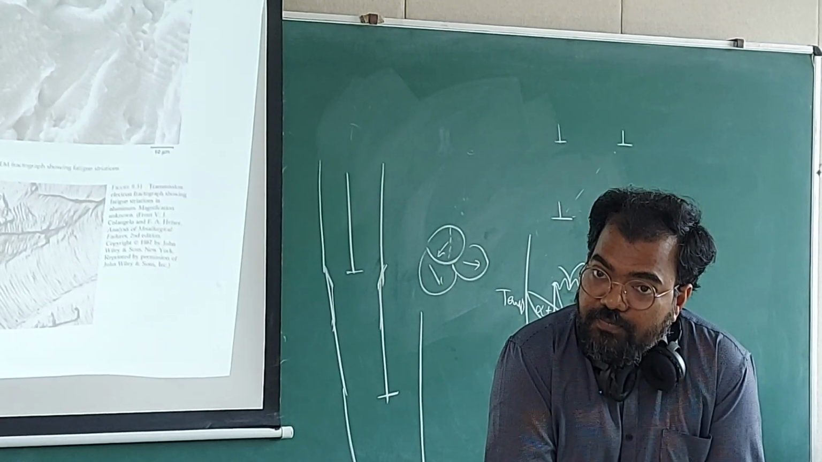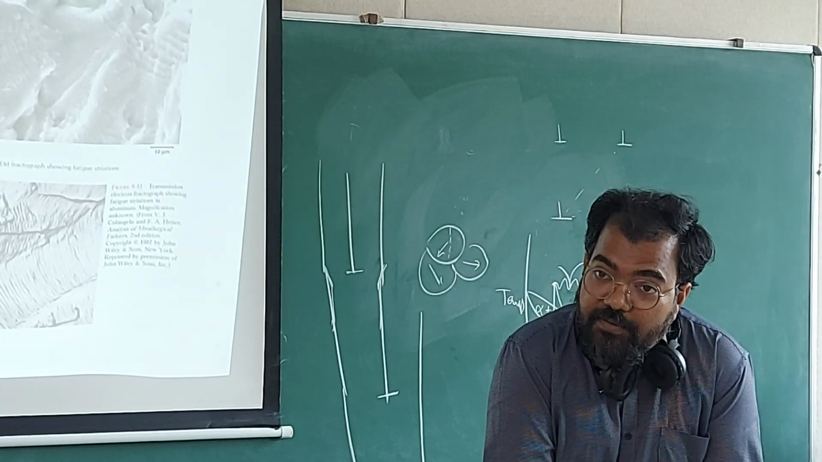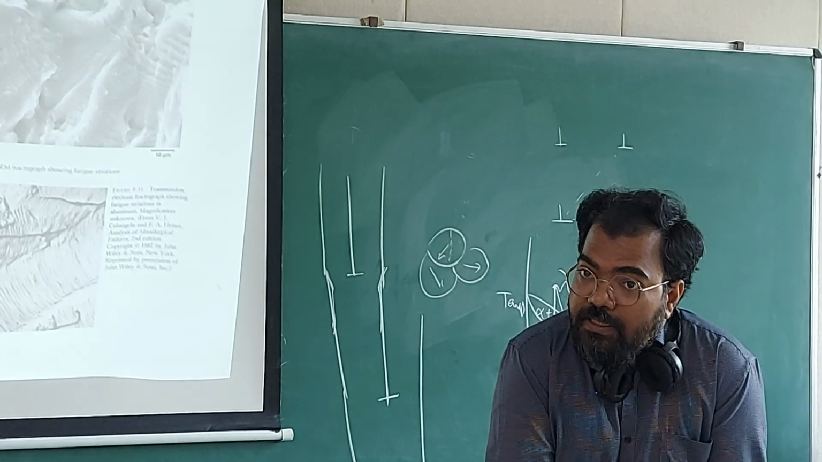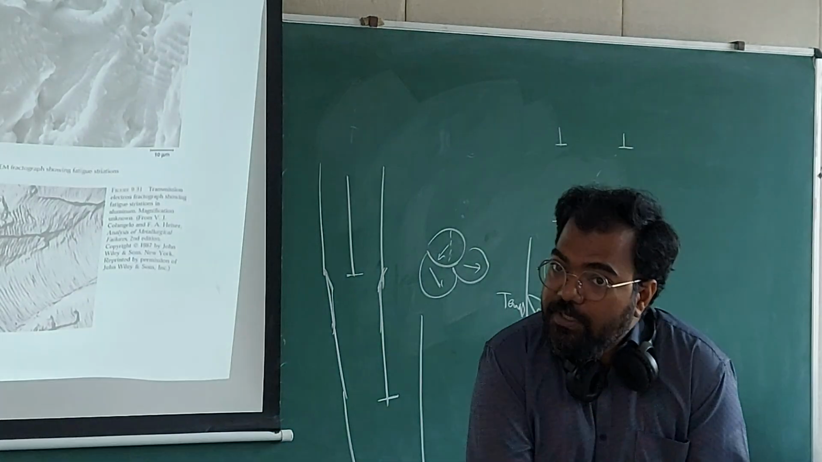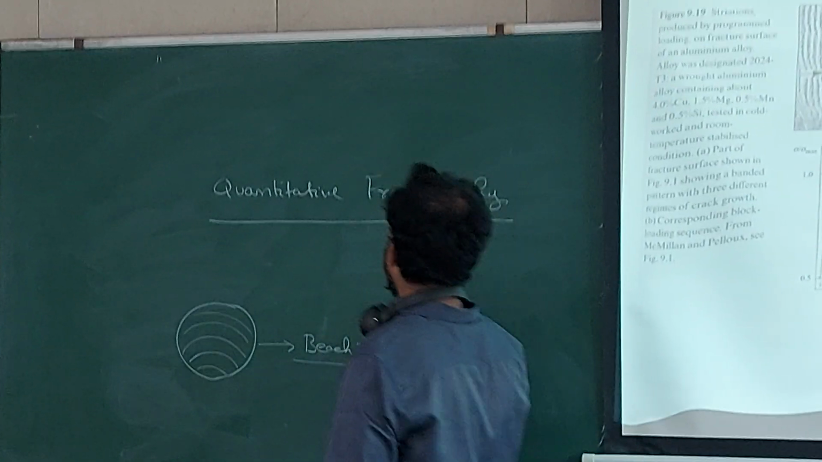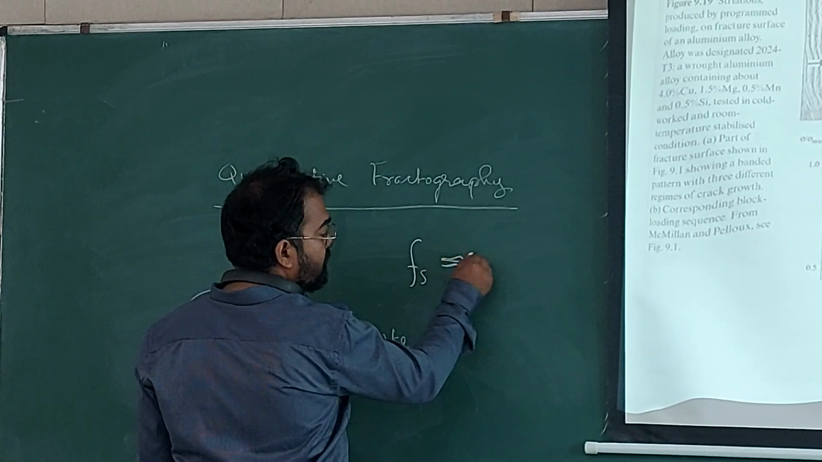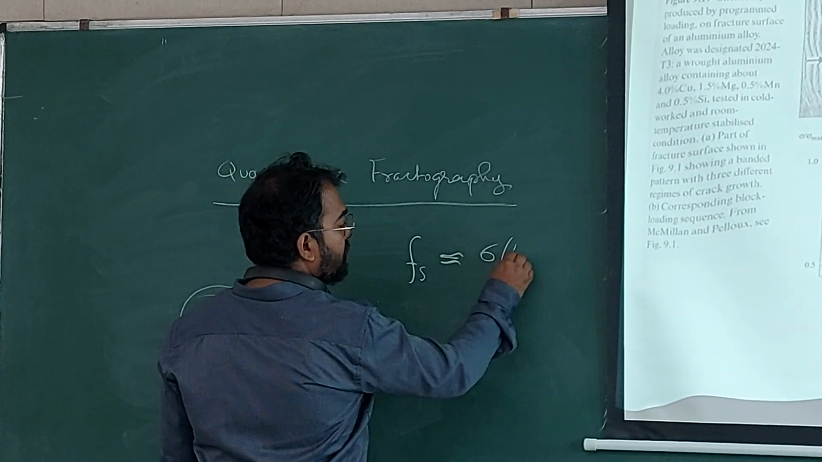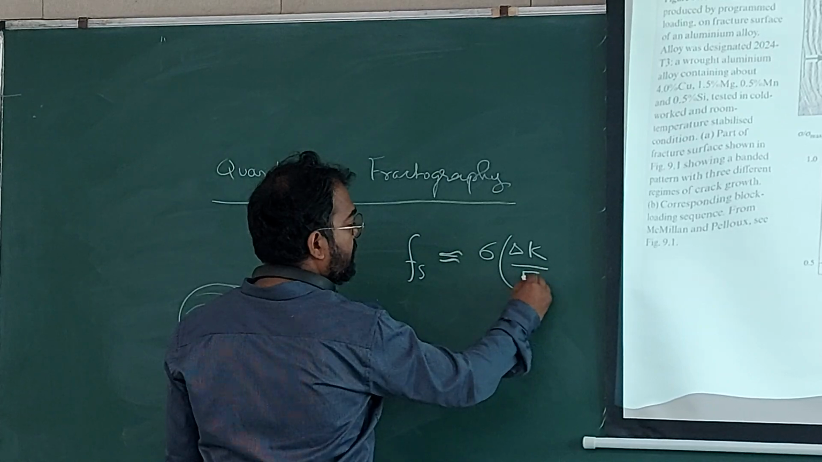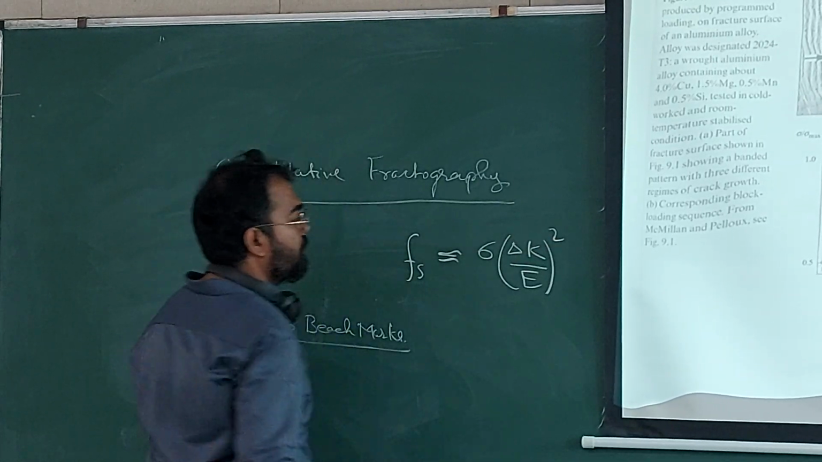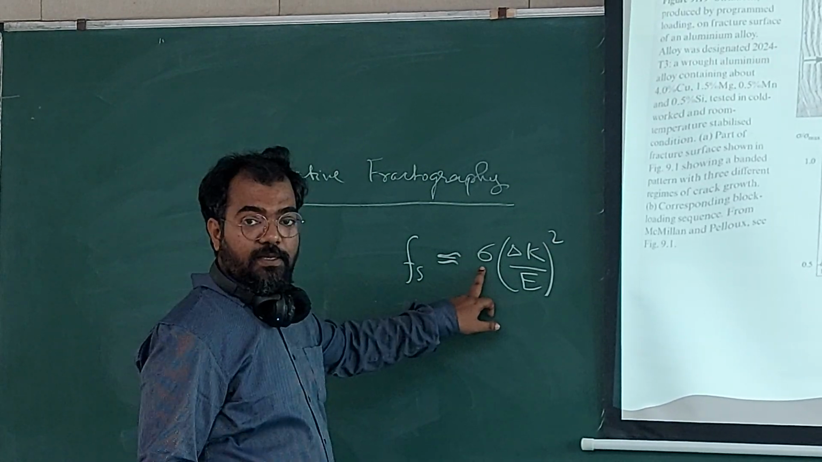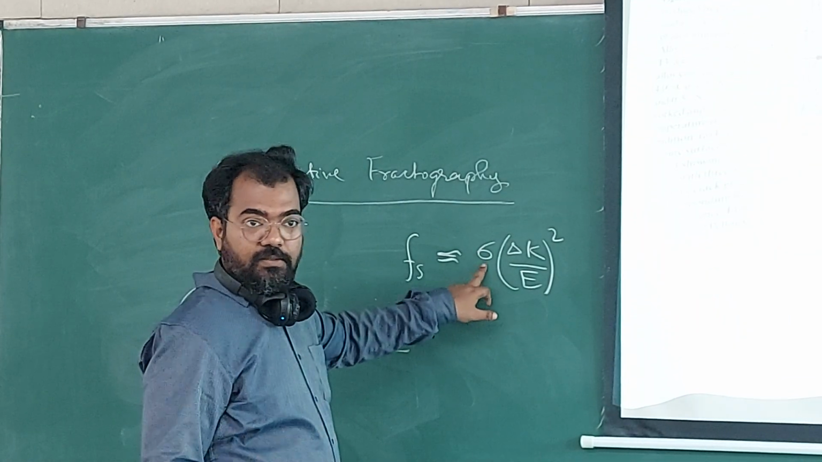Okay. So you have to find the average striation spacing, and that can be correlated and has been correlated, and it has been found that the area fraction of striation spacing is proportional to delta K by E. Okay, this is 6, not sigma. This is 6. Okay.